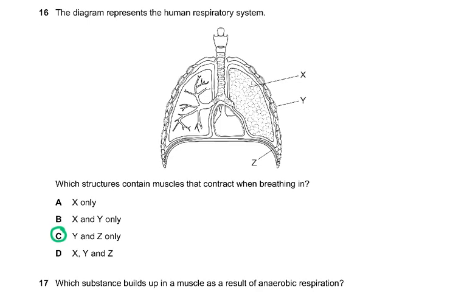Coming on to 16, the diagram represents the human respiratory system. Which structures contain muscles that contract when breathing? So Z was the diaphragm muscle and Y was the intercostal muscle. It's a very simple way to understand it. The outside ones are the external intercostal muscles, and the internal ones are on this side here. They have to show you the ribs.